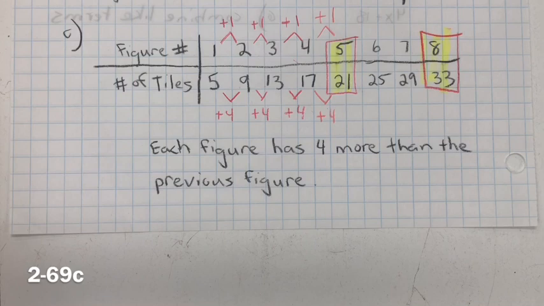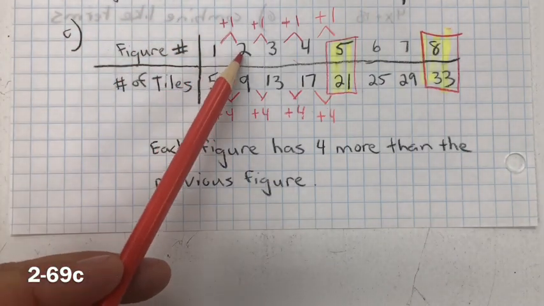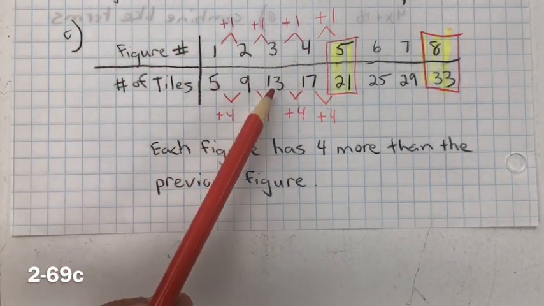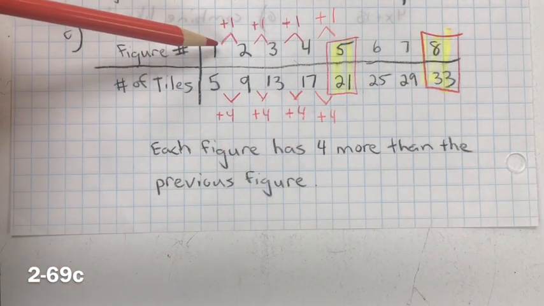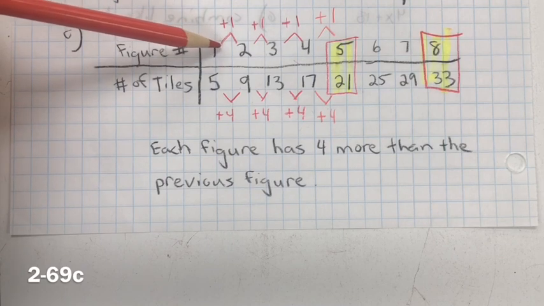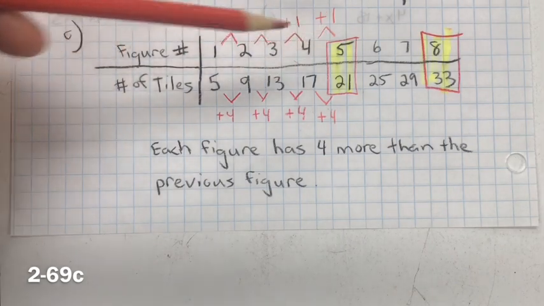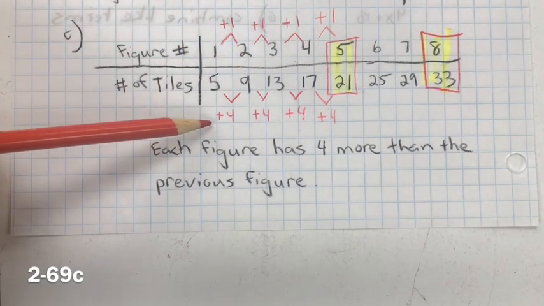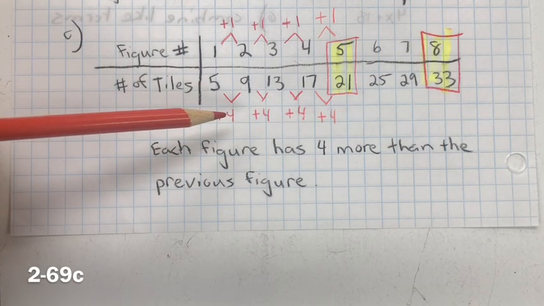Problem 269C. Cami has a different tile pattern. She decided to represent the number of tiles of her pattern in a table. So we're going to use what Cami had. She had 1, 2, 3, 4, and 5, and 1, 5, 9, 13, and 17. So you can also use this to find the pattern. As the figure number is increasing by 1, you can see that the number of tiles is increasing by 4. So it's at a constant rate.